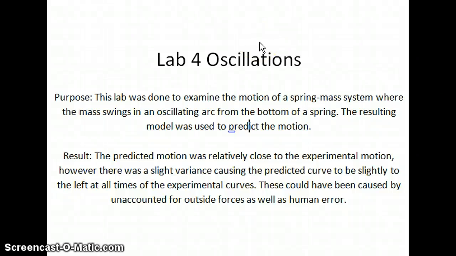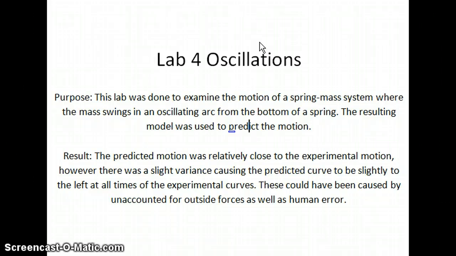This is Lab 4, Oscillations. The purpose of this lab was to examine the motion of a spring mass system where the mass swings in an oscillating arc from the bottom of a spring. The resulting model was used to predict the motion. The result is that the predicted motion was relatively close to the experimental motion.